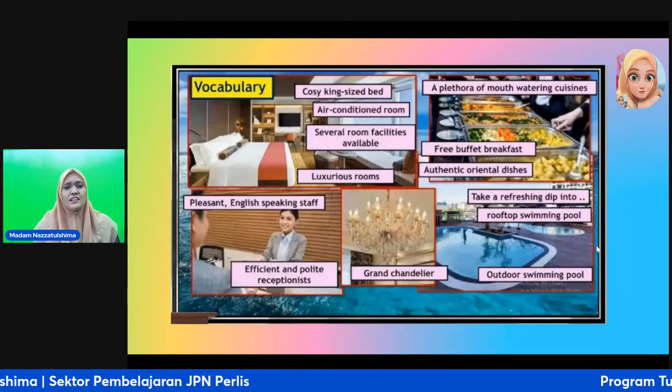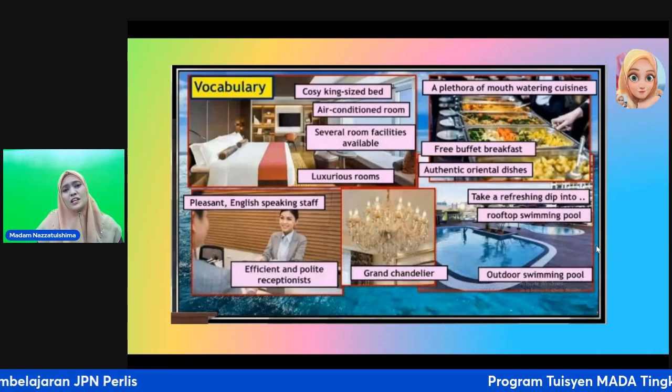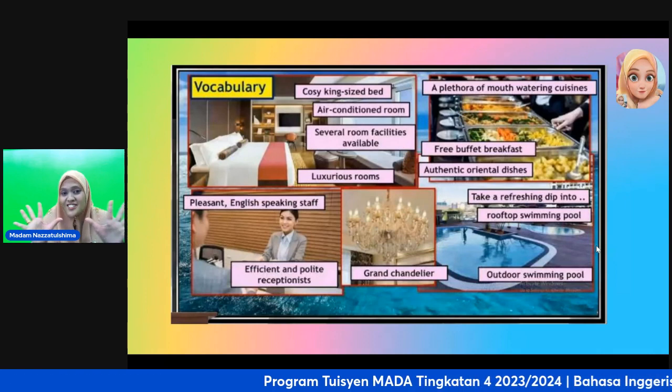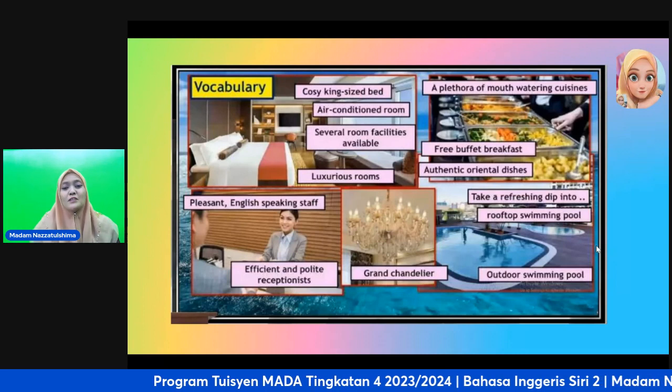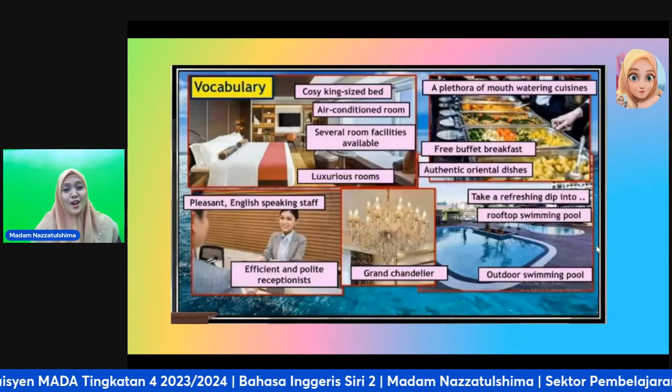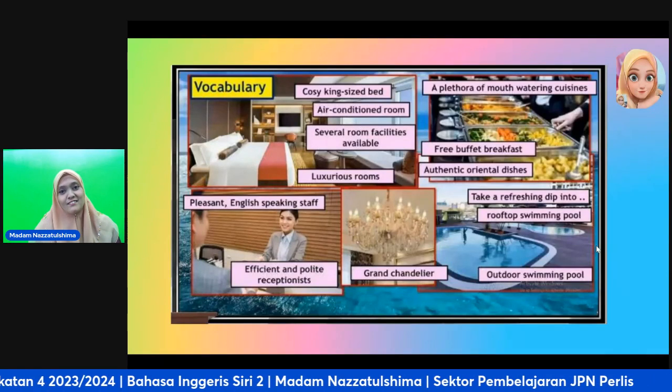Next one, how about the lobby of the hotel? Normally for a luxurious hotel, they might have a grand chandelier. Nampak tak lampu yang besar tu? It's very, very exclusive and grand, right?